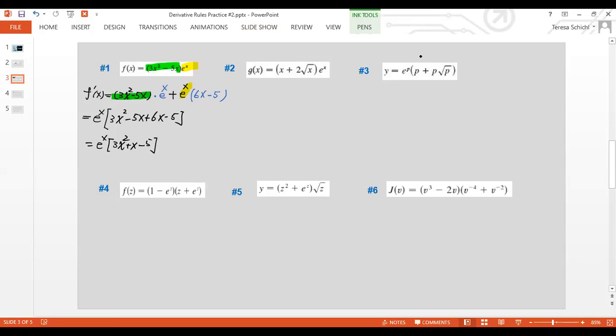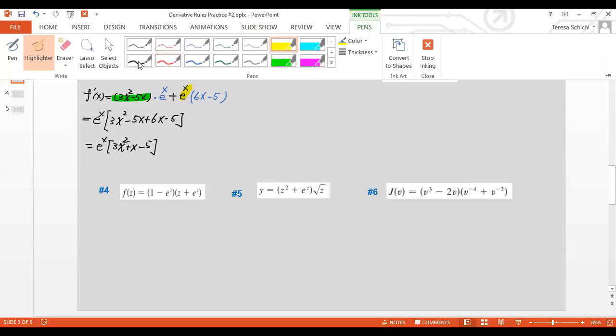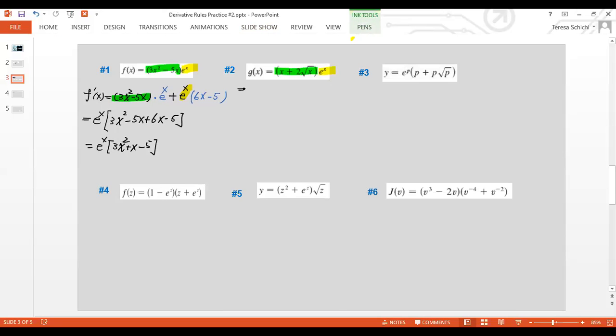The second one is g(x) equals e^x times (x plus 2 square root of x). So let's highlight again, let's color code it. Maybe we'll make the problems a little easier. I feel typically it's easier to see. Okay, so hold the first one, so not change the first one. Then take the derivative of the second one, e^x.